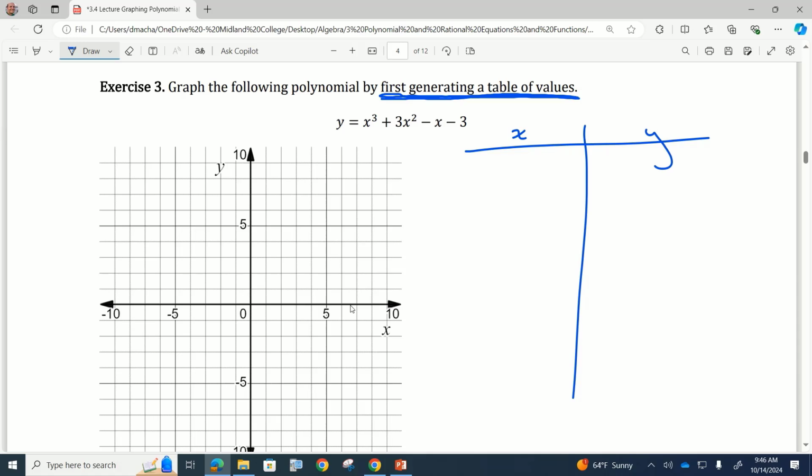So if I want to graph this, I would start with saying x equals 0. If x equals 0, then y would be -3. Very good. And then what about if x is equal to 1? That would be 1 plus 3 minus 1 minus 3. So y is 0. What about if x is equal to 2? Then this is 2 cubed plus 3 times 4 minus 2 minus 3.